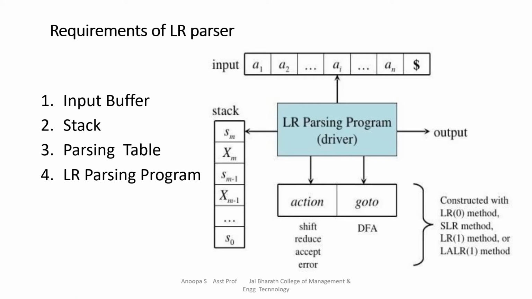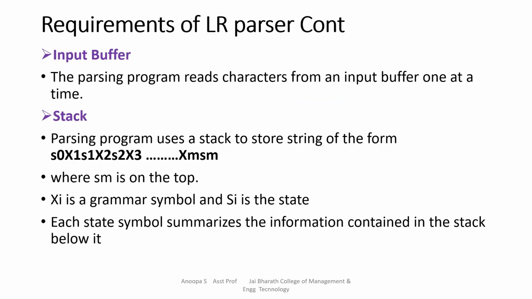Now we will see these structures in detail. So first is our input buffer. As I have discussed, the parsing program reads characters from an input buffer one at a time. In the case of the stack, it uses a stack to store strings of the form S0 X1 and so on to Sm, where Sm is on top of the stack, Xi is a grammar symbol and Si is a state. And this is a point that you have to keep in mind.